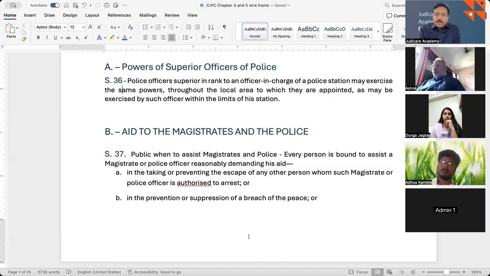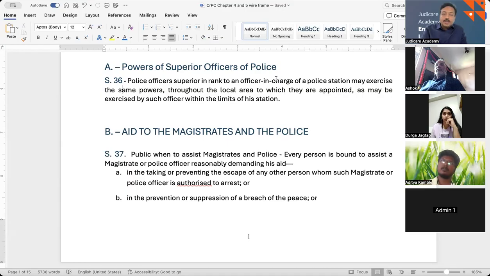Now, power of superior officers of police, which is chapter 4, subchapter A, section 36. If you see on the screen, police officers superior in rank to an officer in charge of a police station may exercise the same powers throughout the local area to which they are appointed, as may be exercised by such officer within the limits of his station.